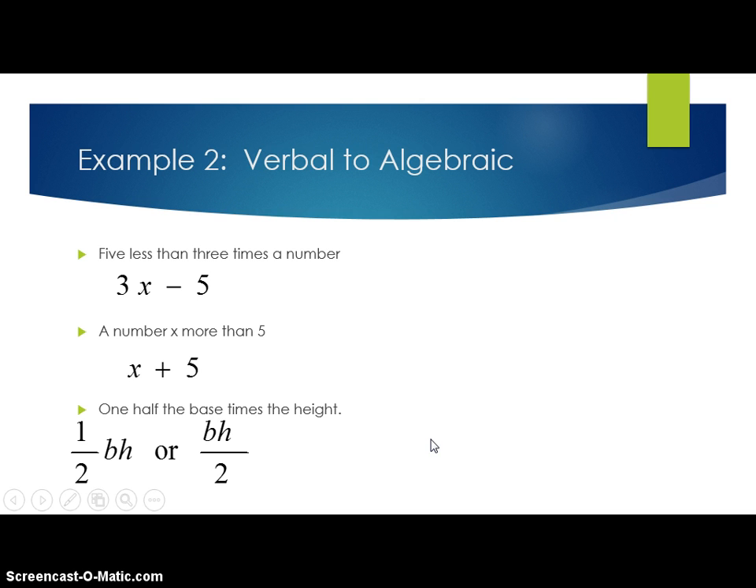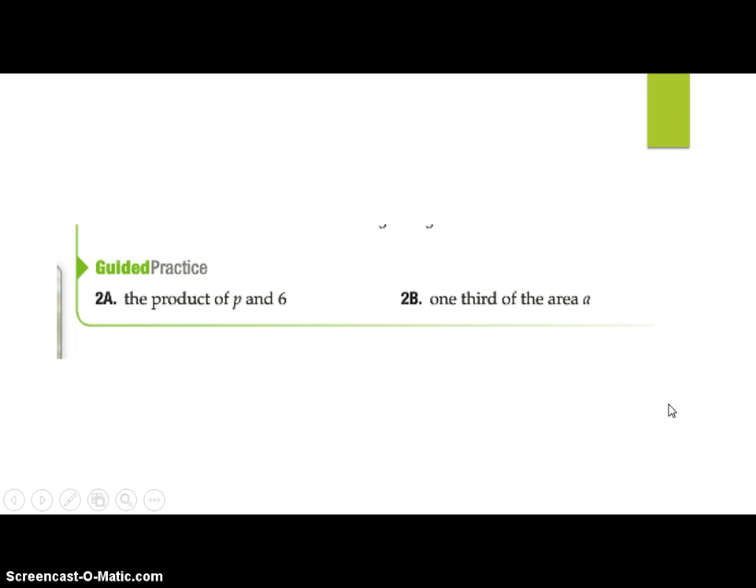So what I'd like you to do now is try 2a and 2b on page 6. If you don't have your book with you, here's what they look like. Pause it, write the answers for these 2, and I'll see you in a little bit.